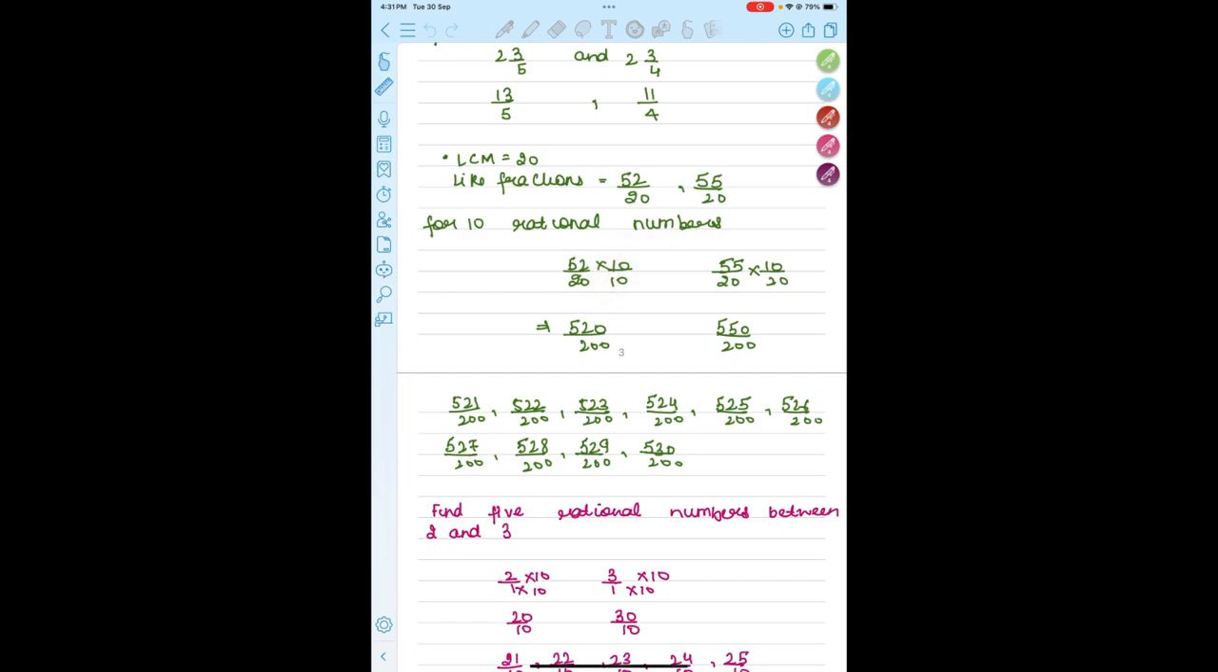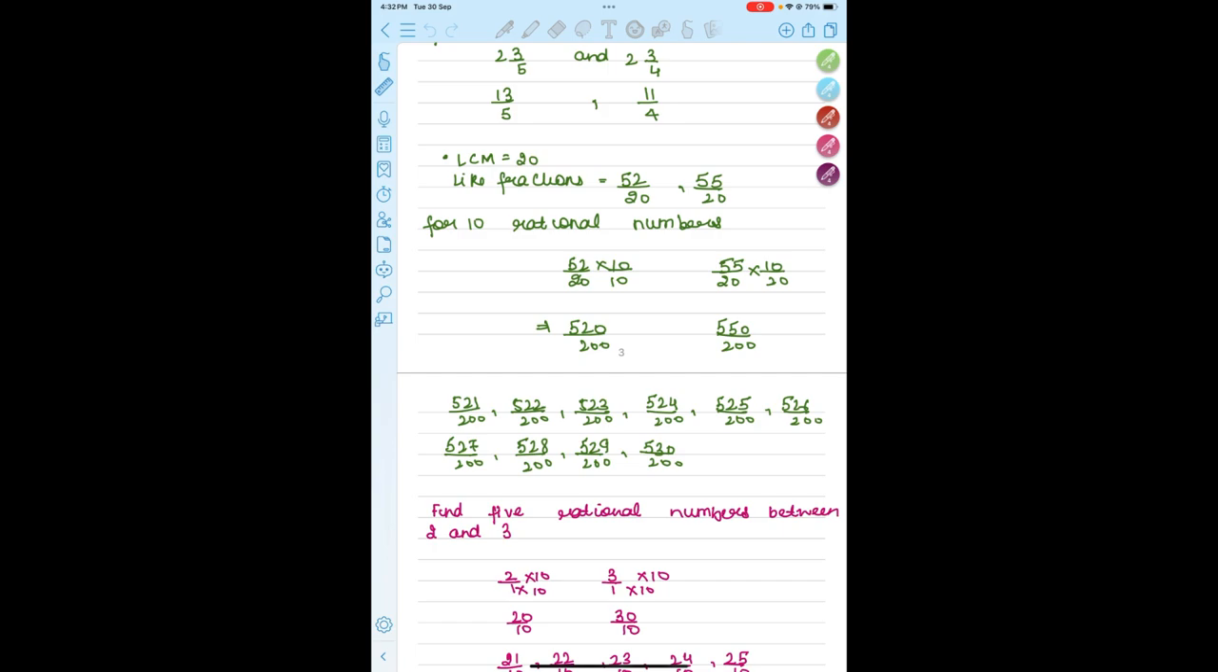So very important that if we are multiplying with a given number, then it should be the same in both rational numbers, and should be multiplied by both denominator and numerator. So it is 520 by 200 and 550 by 200. If we reduce it, it will again be 52 by 20. So we have not changed the rational number. Here also it is 550 by 200, so the rational number is the same.